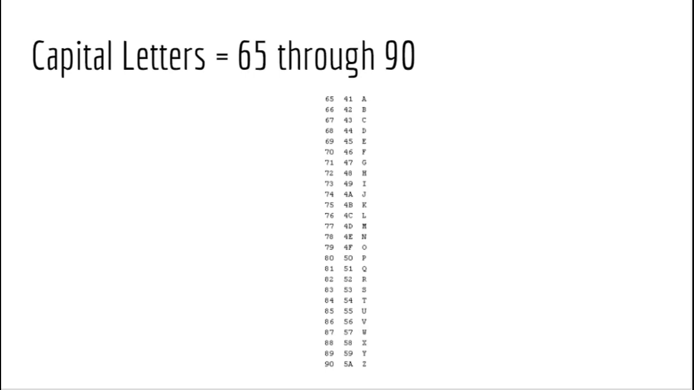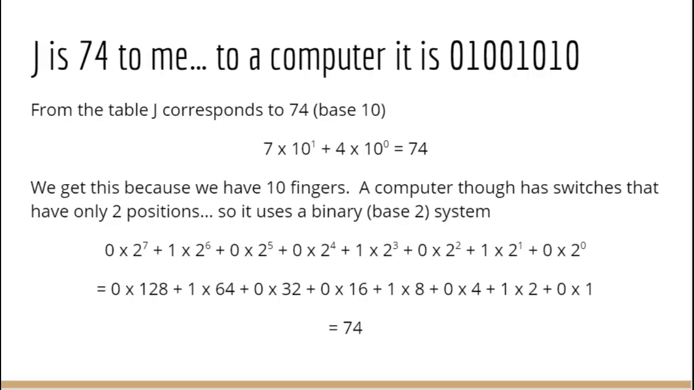Now, my name starts with a J, first name, and starts with a B, last name. So the first thing I want to do is work with the J. So the J on that table is number 74 to me, because I have 10 fingers. Okay, but to a computer, which has like 2 fingers, on and off, it is 01001010.